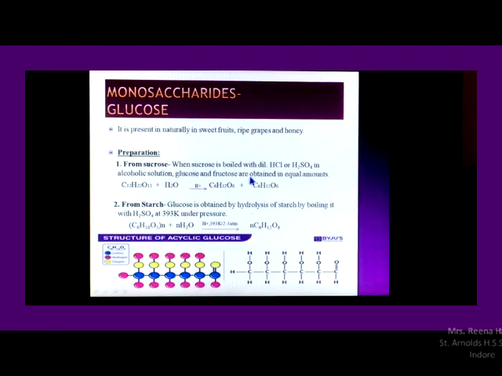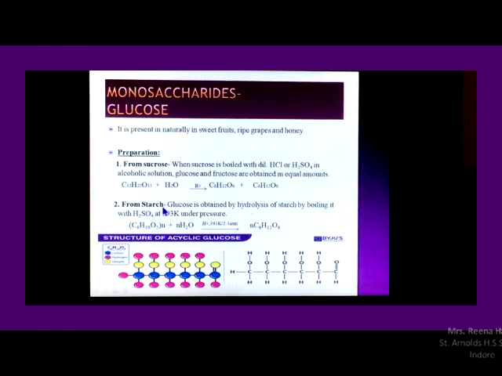When sucrose is boiled with a dilute acid, which is hydrochloric or sulfuric, in alcoholic solution, glucose and fructose are obtained in equal amounts. This can be chemically represented as sucrose, C12H22O11. When it is hydrolyzed in the presence of an acid, it produces glucose and fructose, C6H12O6, with the same molecular formula, in equal amounts.